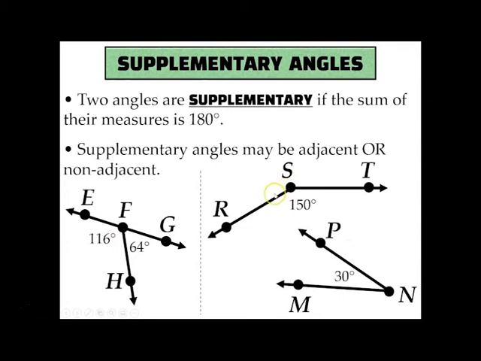You could also have a diagram that looks like this. Two non-adjacent angles, angle RST and angle PNM, they add up to 180 as well, which means they're supplementary.